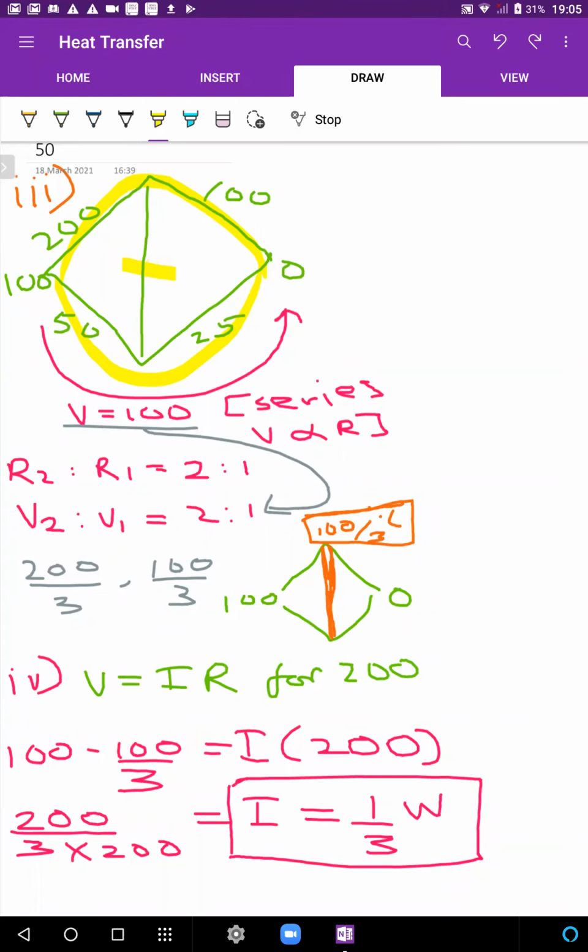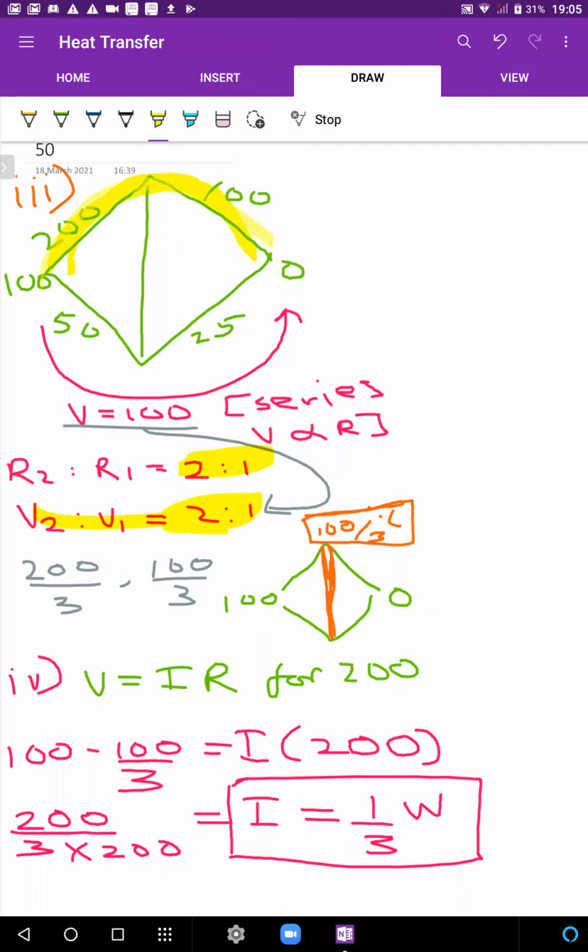So now how will you divide the 100, right? In what ratio would you divide it? We know that these two resistances are in series. Consider any one of them. They are in series, so the current is the same, and if the current is the same, V is proportional to R. So if the ratio of R is 2 is to 1, the potential difference should also be 2 is to 1.